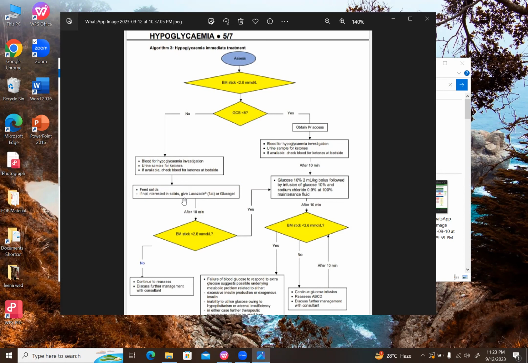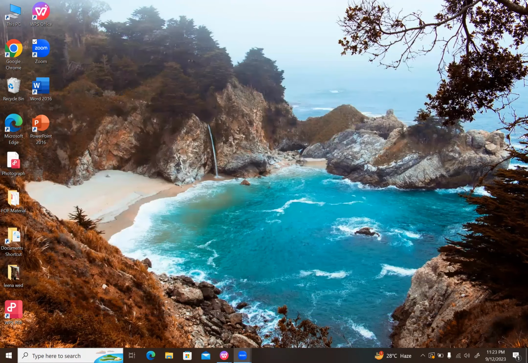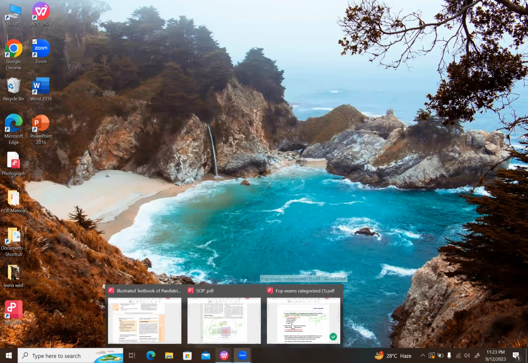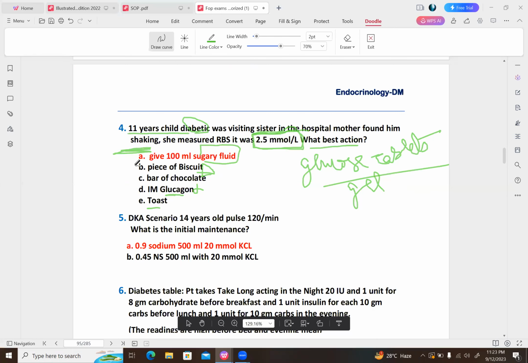If he's not interested in the solids, like the tablet, you can offer glucogel. And if not this, there is a sentence written in the DKA guidelines: when blood glucose is less than 14 millimole per liter, use a glucose containing fluid. I have highlighted it in my book, I will show you that. So here the option sugary fluid is a better option for us. This is the better option.